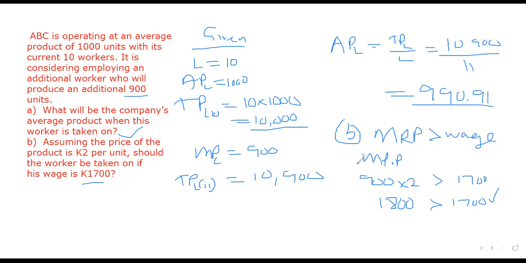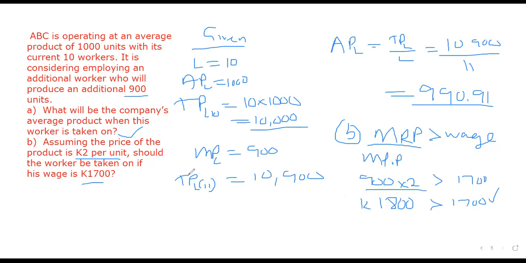Okay. So on B, we're being asked, assuming the price of the product is 2 kwacha, how many units is he bringing? 900. So the value for this 900 is what we call the marginal revenue product. Are we together? So this 900, we want to convert it into kwacha. So we multiply this 900 units times 2 kwacha. So the value of the 900 units is 1,800 kwacha.